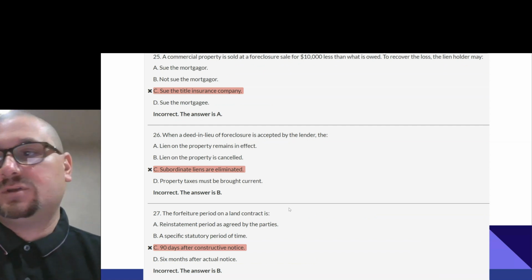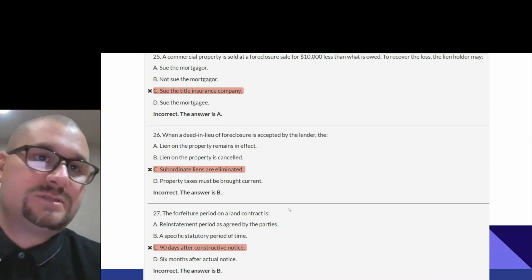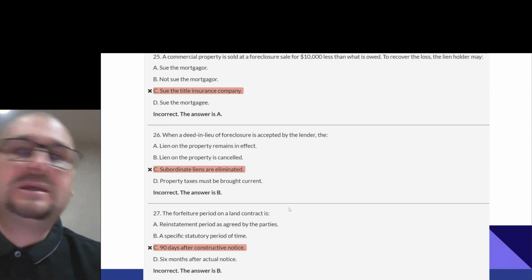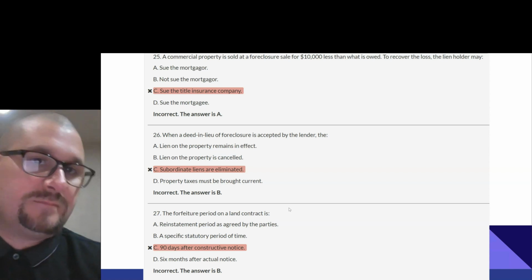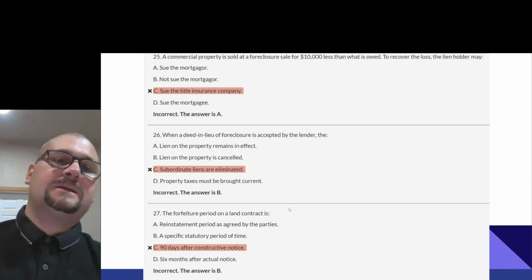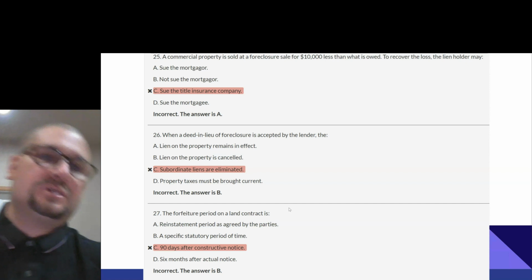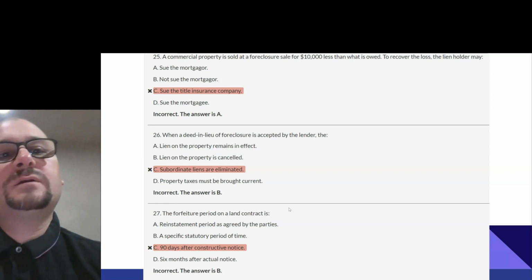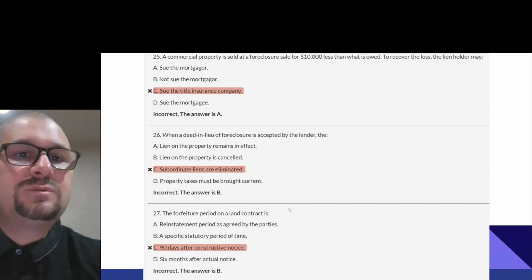So you give a loan to someone and you expect them to pay it back. You give them a loan for 100,000, you're the bank, and you do a short sale. Say it's only worth 50 grand and they still owe, say, 90 grand. You sell it for 50 grand and you're owed 90 grand. So the other 40 grand you owe, how can you get it back? Well, you sue them. You go to the judge, take them to civil court, and you can sue the mortgagor. B, not sue the mortgagor? No. Sue the title insurance company? No. Sue the mortgagee? No.